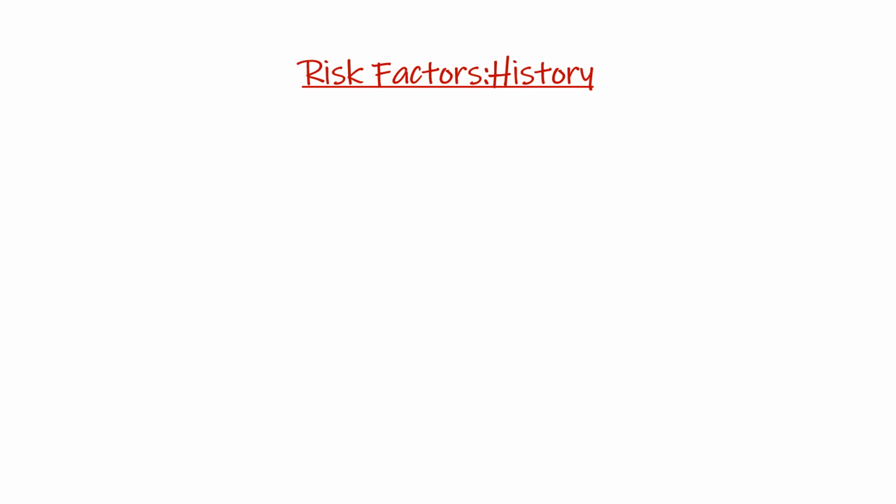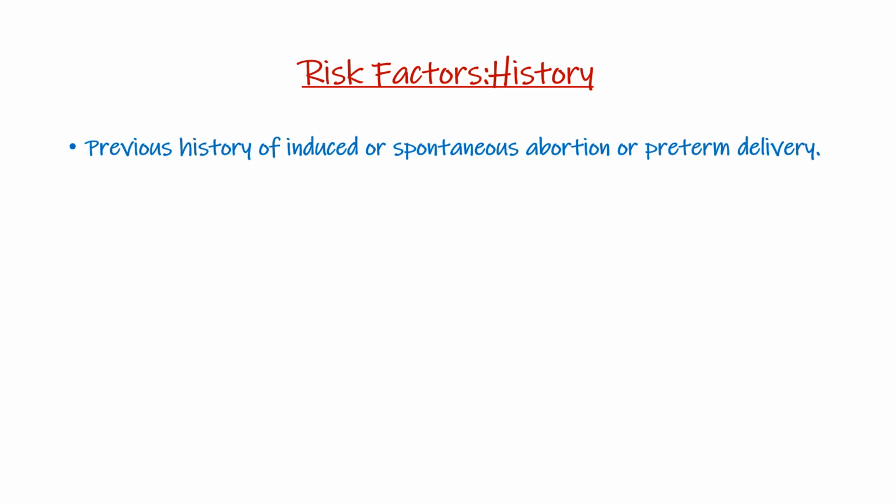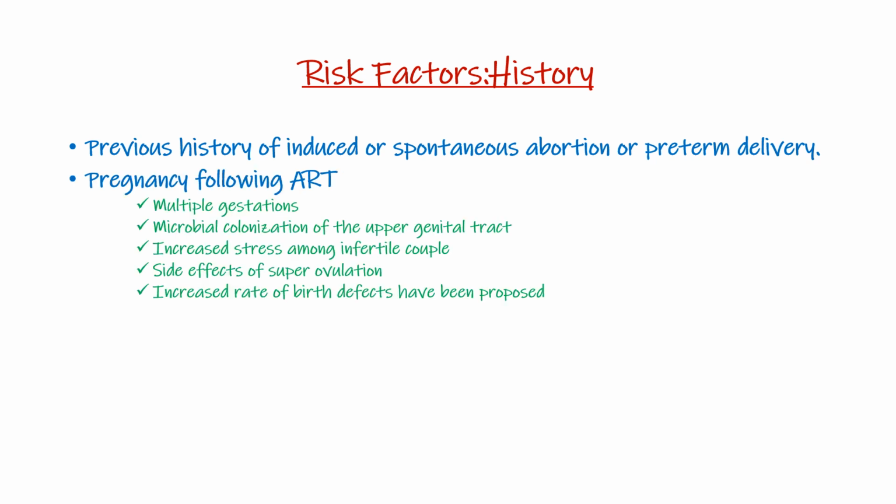So these are the questions that you'll be asking if a patient comes in and you suspect that they have preterm labor. So the first one, you'll ask if they have a previous history of induced or spontaneous abortion, or they have had a previous history of preterm delivery. The next thing you're going to ask is: is this pregnancy following an assisted reproductive technology?